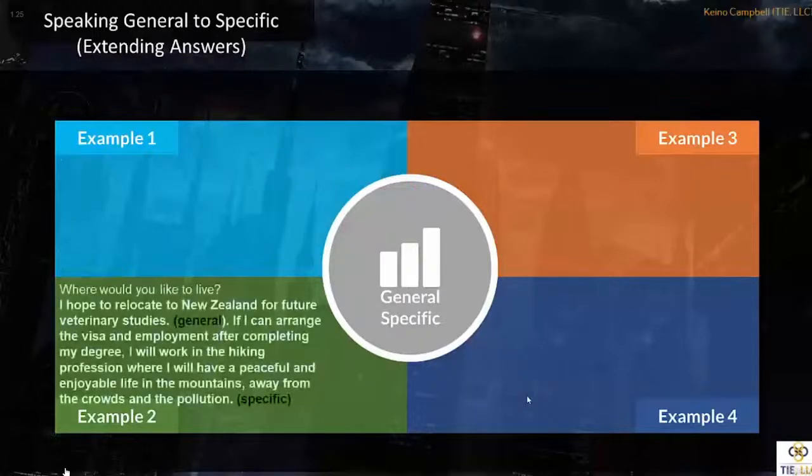Next example. Where would you like to live? I hope to relocate to New Zealand for future veterinary studies. If I can arrange the visa and employment after completing my degree, I will work in the hiking profession where I will have a peaceful and enjoyable life in the mountains, away from the crowds and the pollution. General to specific.